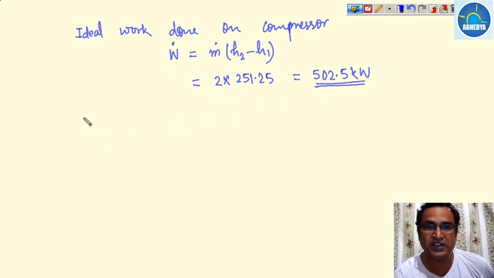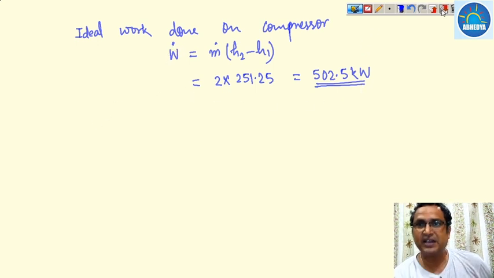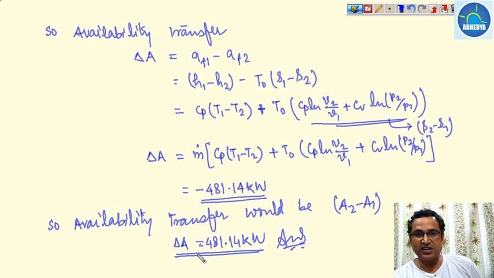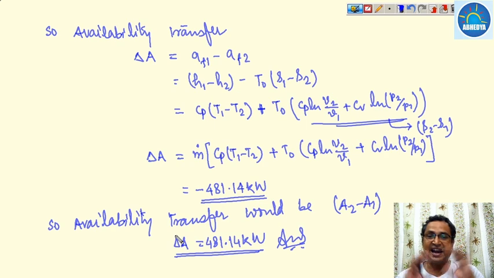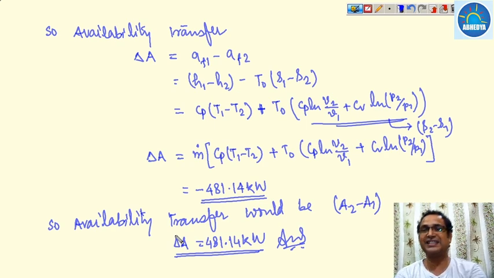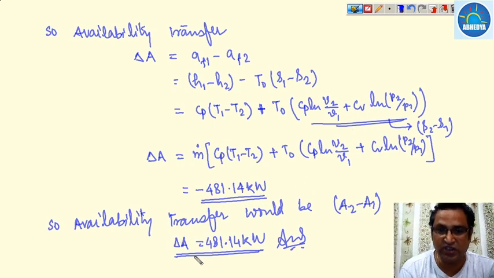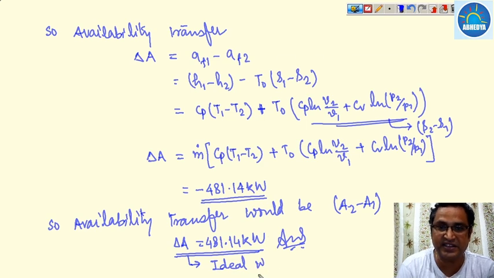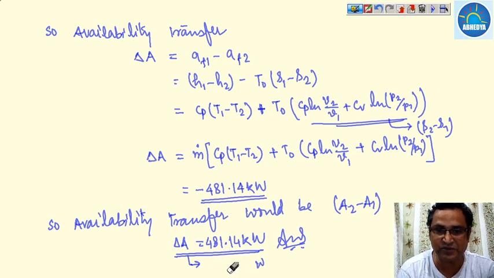So what is the change? This is the actual work, and the availability which has been transferred, this availability transfer, is what a gas or air can do. So this can again be said to be the ideal work too. Sorry, this is the actual work too. I'm sorry, this is the actual work.